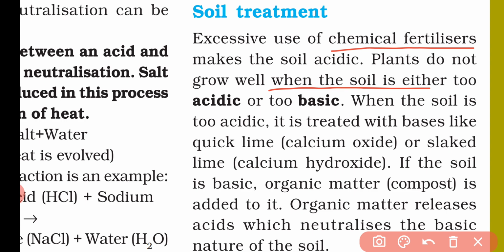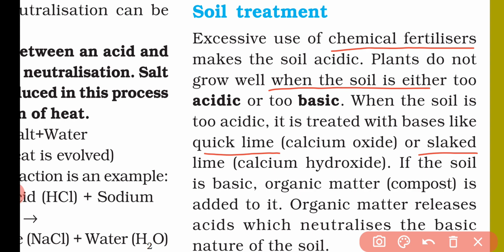If the soil is too acidic, we have to add quicklime or slaked lime. Quicklime is calcium oxide and slaked lime is calcium hydroxide. So these types of lime can easily neutralize the effect of acidic soil. Whatever acid is present in the soil, we can neutralize by using calcium oxide or calcium hydroxide.